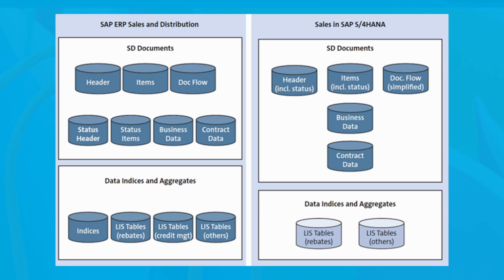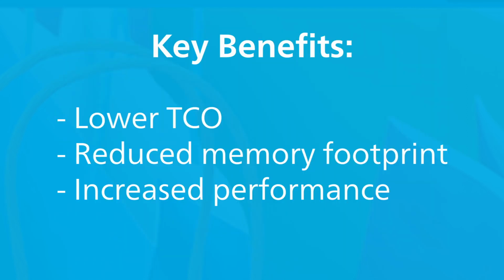With the changes in the data model, SAP S/4HANA offers the following key benefits. Lower total cost of ownership due to data model simplification. Reduced memory footprint, for example simplified document flow, elimination of index tables, fewer aggregates. Increased performance of SAP HANA queries and code pushdown: one select statement instead of two select statements, easier join for header and items, including status and business data.